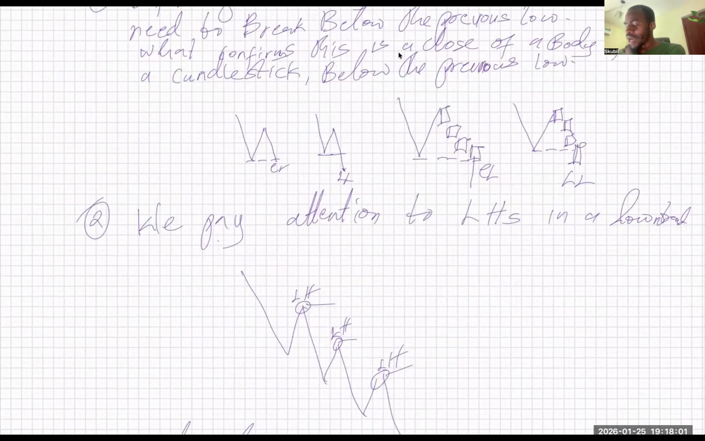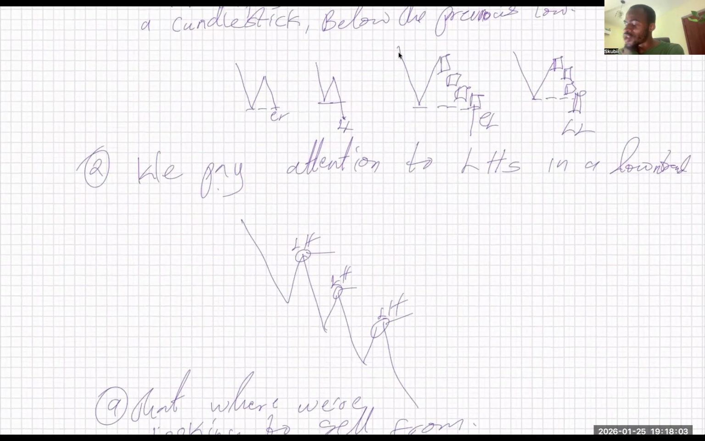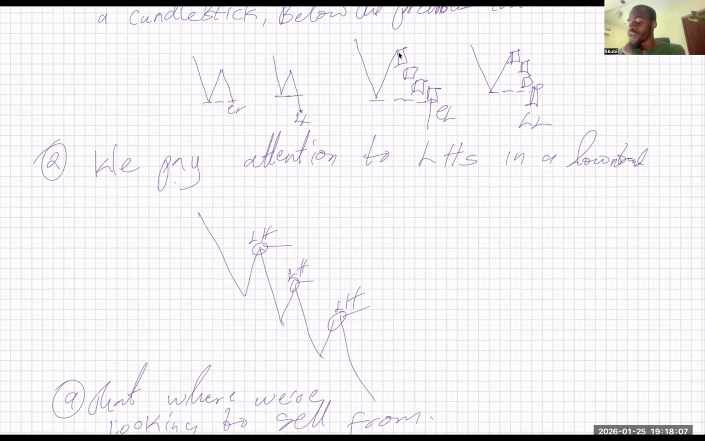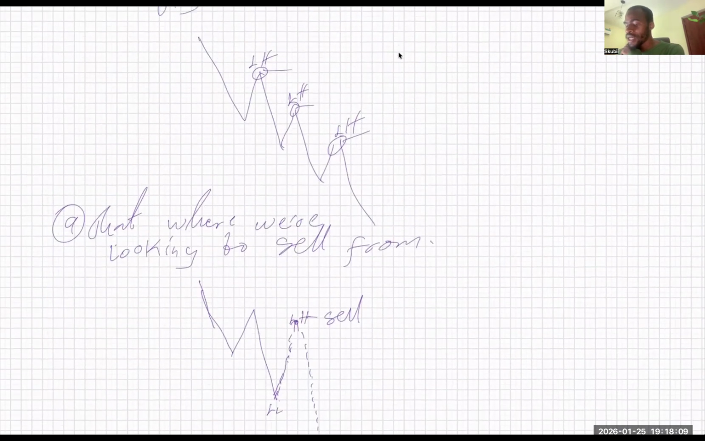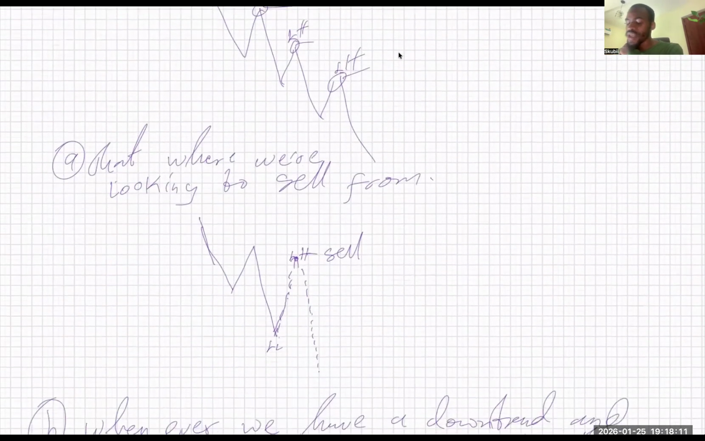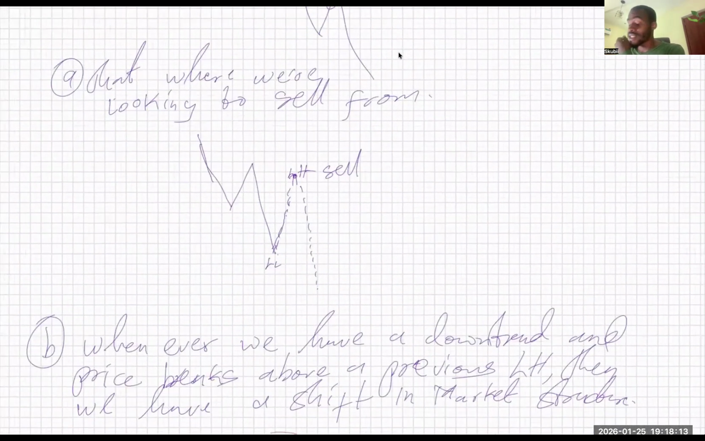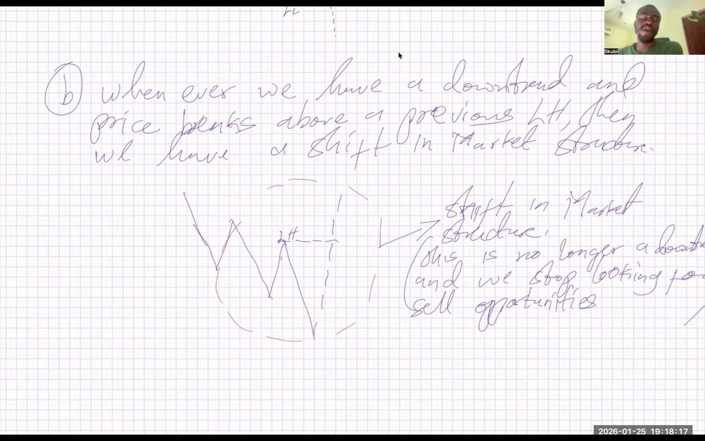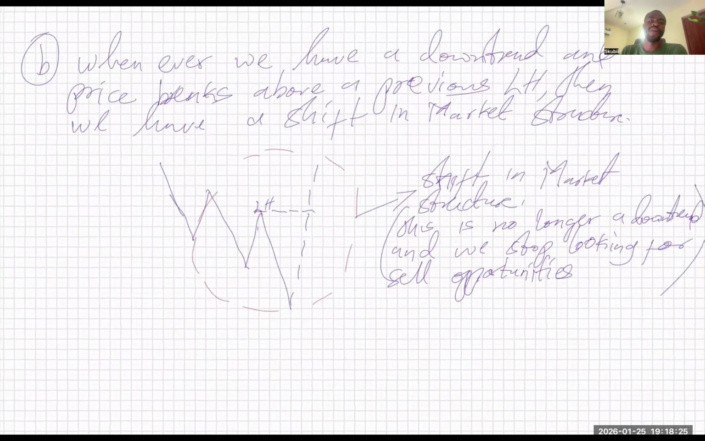Now, like we were saying, we pay attention to the lower highs in a downtrend. Why? Because that's where we're looking to sell from first. And then secondly, whenever price breaks a lower high to the upside in a downtrend, we have a shift in market structure. Do you guys get the idea? So what we're going to do now is jump on our charts and take a look at some examples.